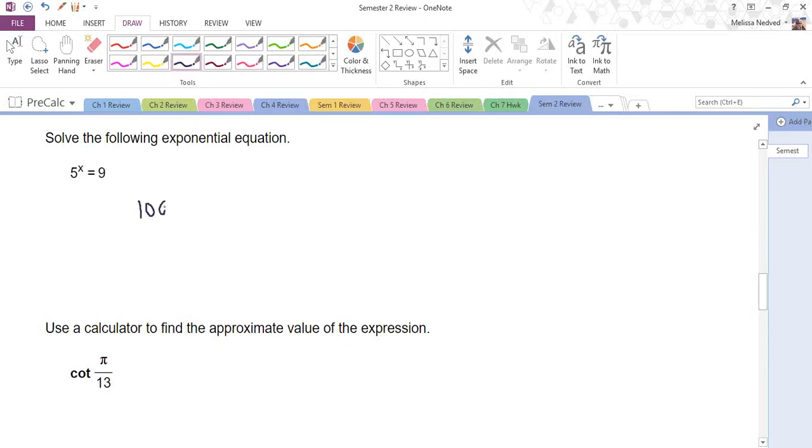So I'm going to start by taking the log of both sides. Log of 5 to the x equals log of 9. Just like with our algebra steps, as long as you do it to both sides, you're still creating an equal equation. Now I need to get rid of this x in the exponent.